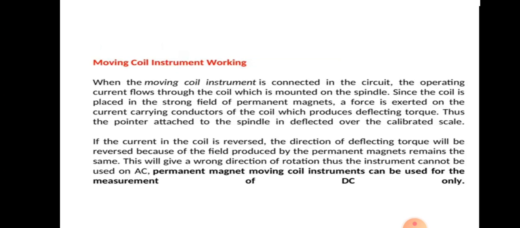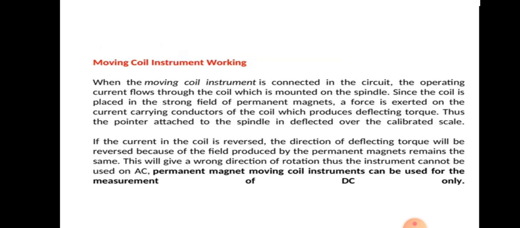Okay, we will read this point again because it is very important. If the current in the coil is reversed, the direction of the deflecting torque will be reversed. It means when we apply the current, in a simple way, the current will start the deflection in the pointer. But if this same current in the coil is reversed, the direction of the deflecting torque will be reversed. Why? Because the current in the coil is reversed.